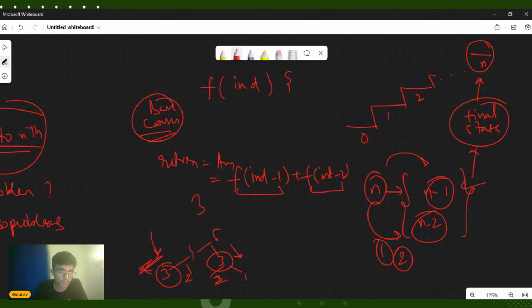Okay. So now tell me, what will be the base case? Yeah. So when you reach step 0, return 1. Okay. So will that be enough? When you reach step 0, return 1.